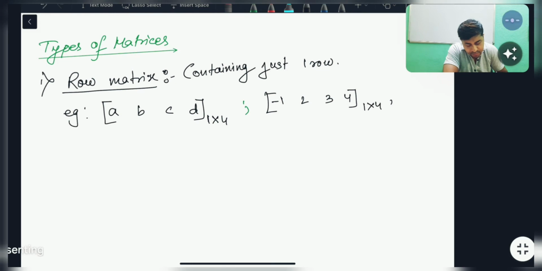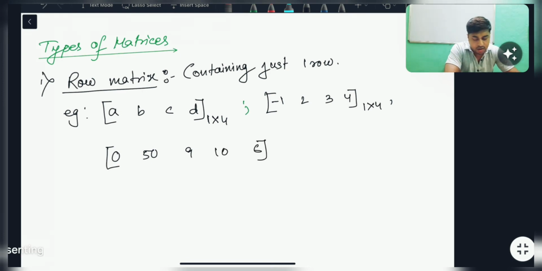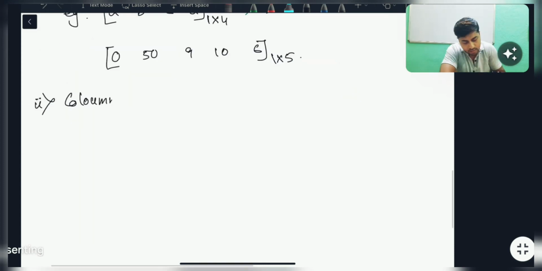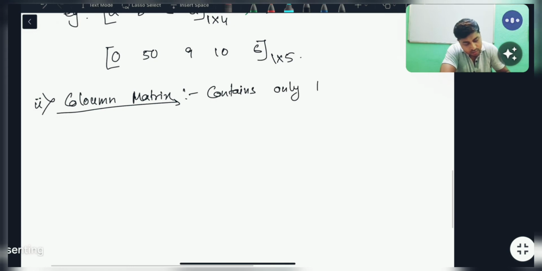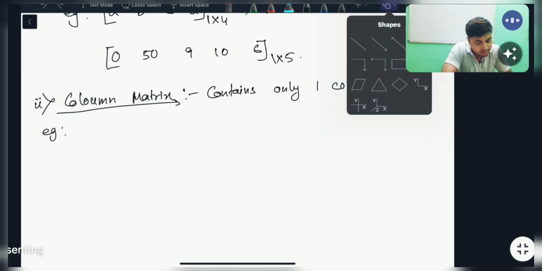Another example, suppose 0, 50, 9, 10, 6. That is also a row matrix. What is the order of the matrix? Anyone? 1 into 5. Very good. Okay. Now a column matrix means it contains only one column. Contains only one column. For the horizontal example, and then vertical. Just one vertical arrangement will be there.